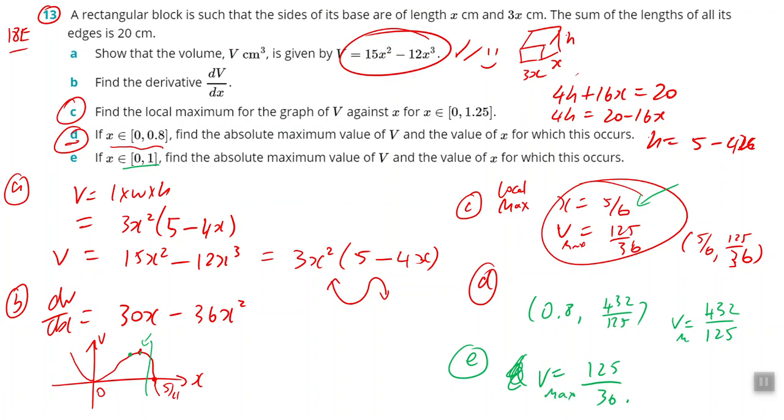Hopefully that gives you an idea of how to deal with absolute maximums, because once you cut off part of a graph, that possibly changes your maximum value. In part D it does, in part E it doesn't, because part E says at 1, which is greater than 5 on 6, so we can include our original local maximum as the global maximum. Hopefully that gives you an idea of how to do this question.